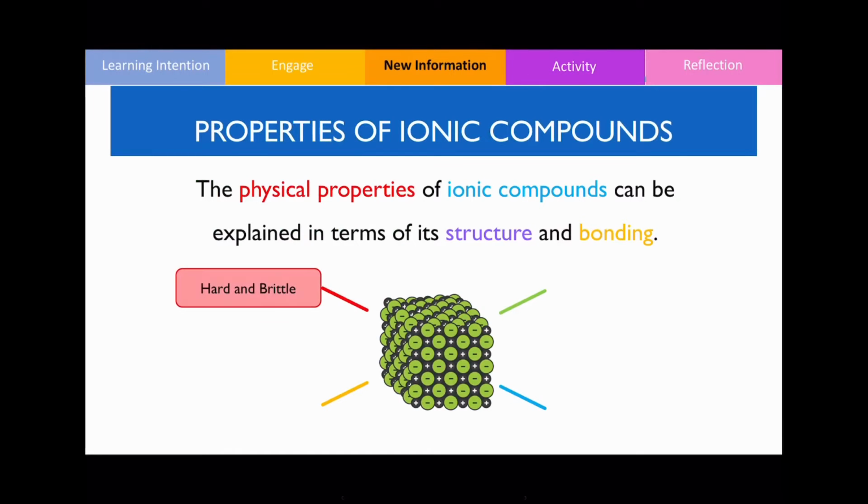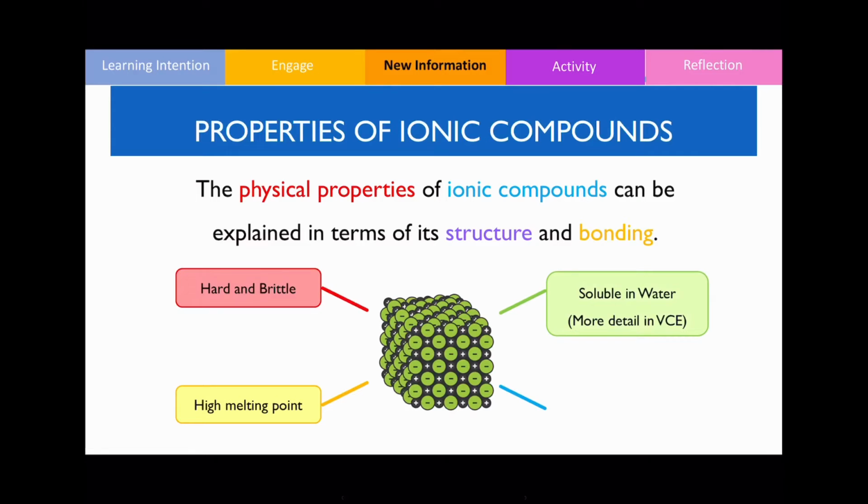The first one is that it's hard and brittle. The second property of ionic compounds is that they have a high melting point. The third property that you're going to be able to explain is that some of them are actually water soluble, but you're going to be looking into a lot more detail for this particular property next year. And the last property that you should be able to explain is that it has the capacity to conduct electricity when it's dissolved in water or when it's melted.